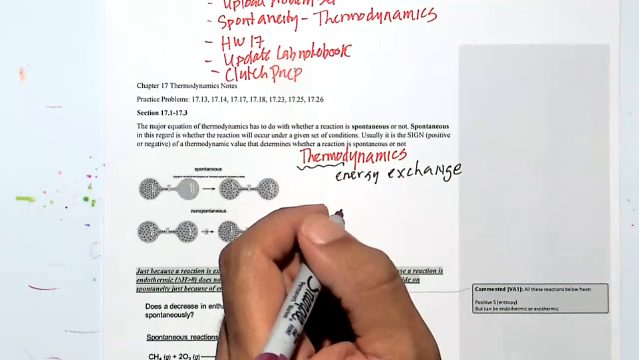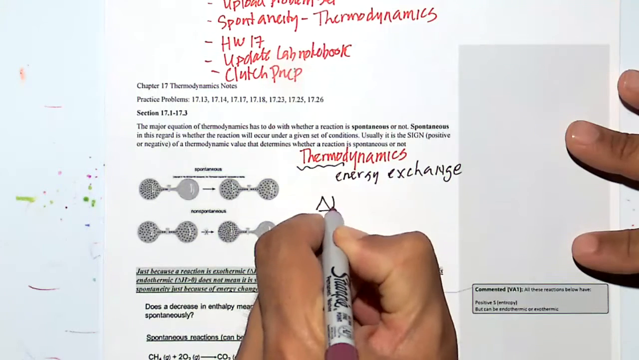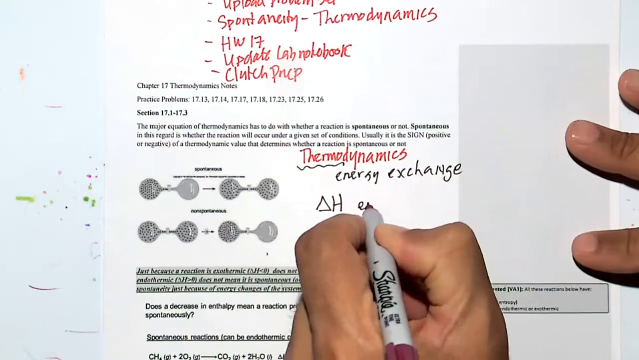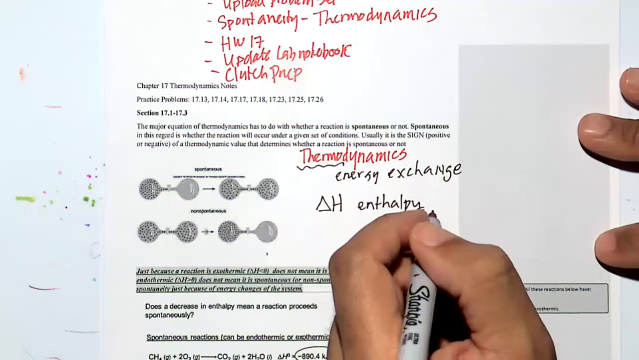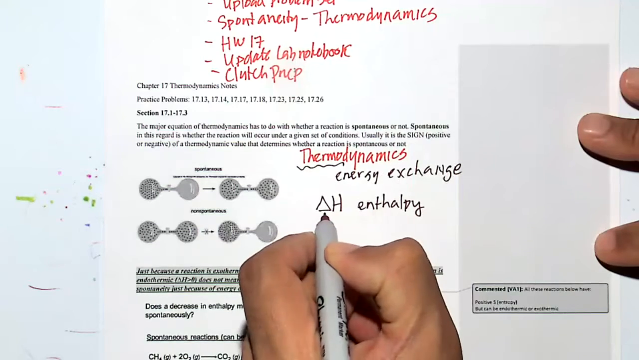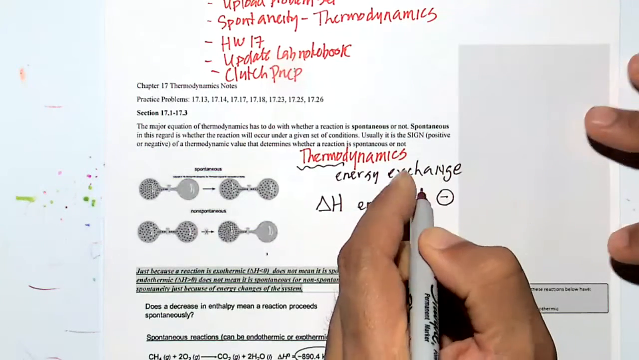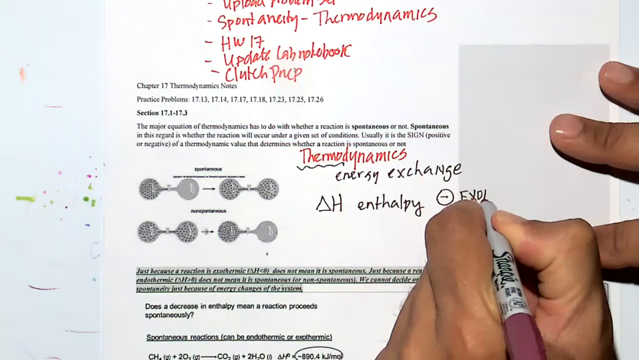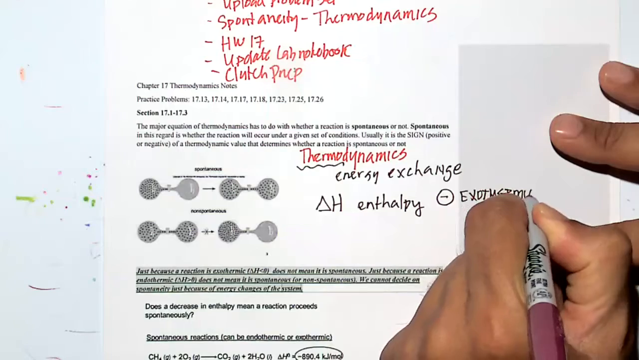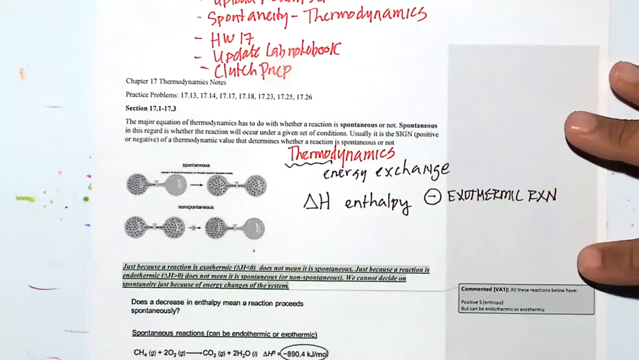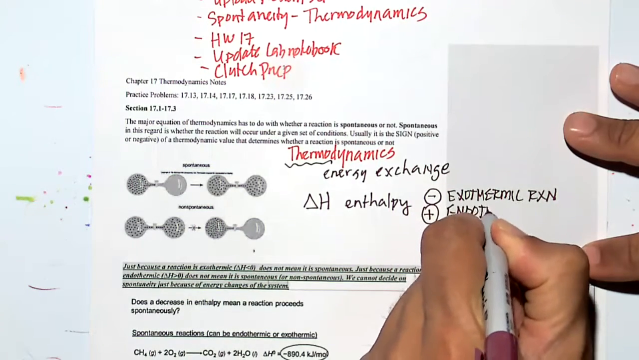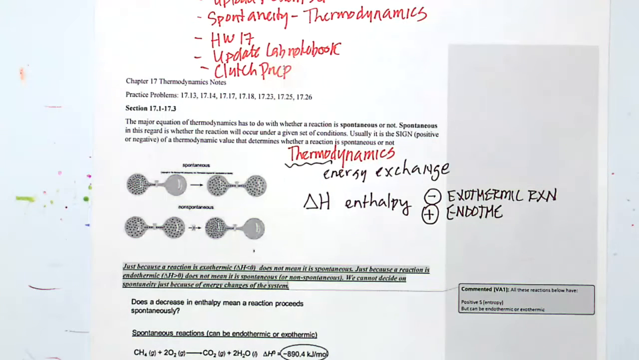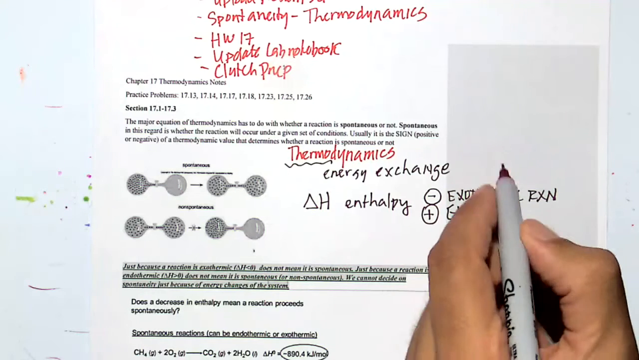Thermo is heat, but really when we talk about heat, I want you to think of delta H, which stands for enthalpy. Actually change in enthalpy. And I don't know if you remember this from Chem 1, but if that value is negative number, we call that an exothermic reaction. And if your delta H enthalpy is positive, we call that an endothermic reaction. Endo means requires heat. Exo means it takes heat to the outside. The reaction gives off heat. Exo means outside.